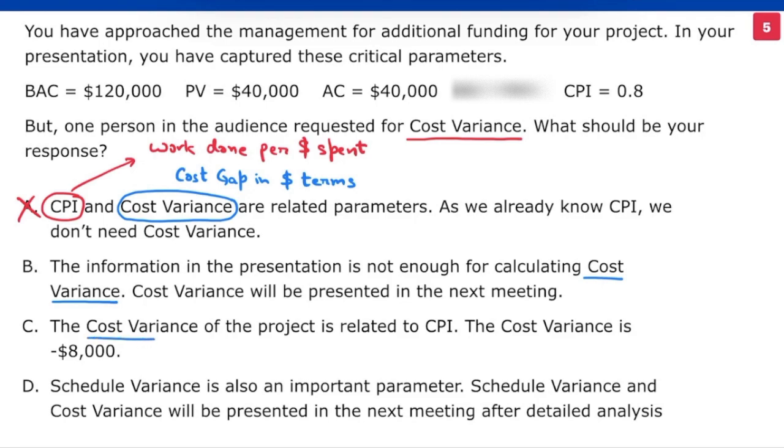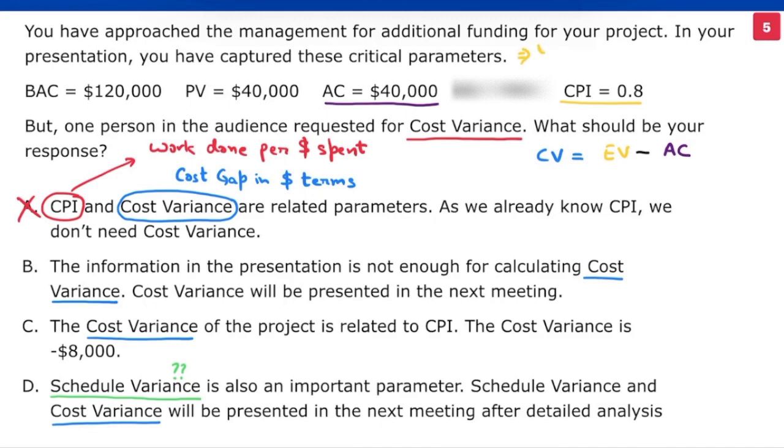Option B, Option C, and Option D all talk about cost variance. Option D also talks about schedule variance. This is a little strange. The request is for cost variance. This option is unlikely to be correct. Still, let's check carefully. We will focus on cost variance. Cost variance equals earned value minus actual cost. Actual cost is $40,000. What about the earned value? CPI is 0.8.